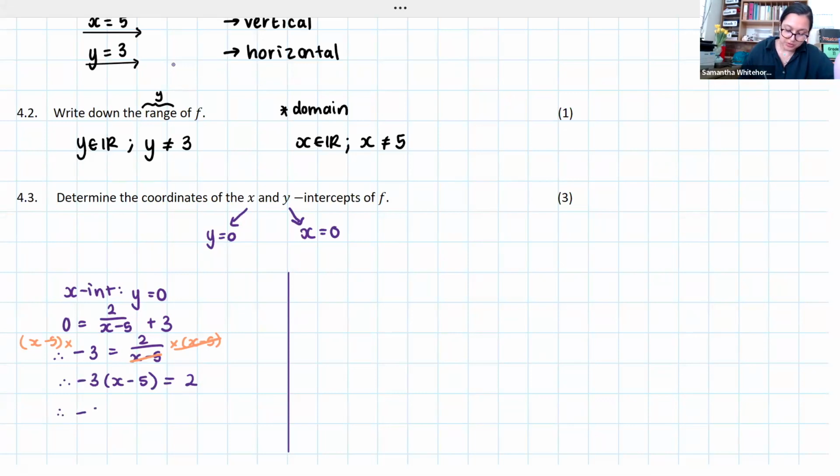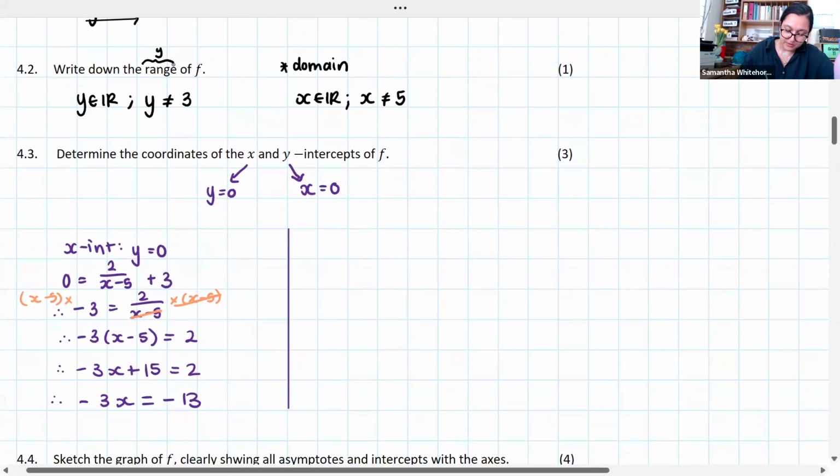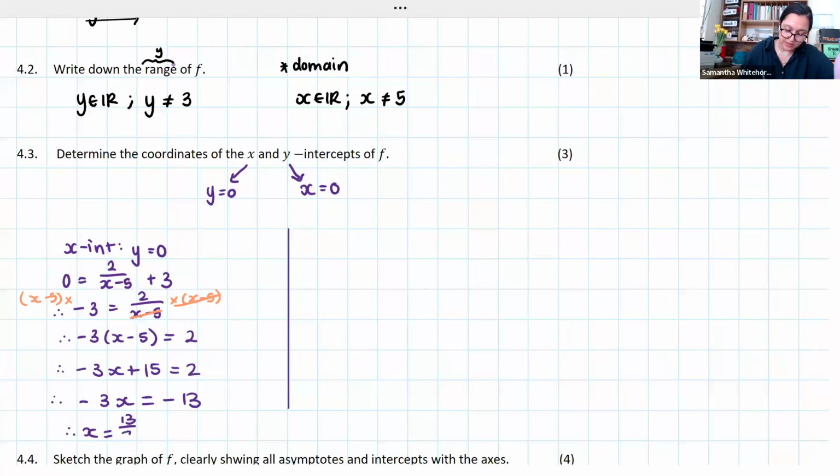We distribute, so we get minus 3x plus 15 is equal to 2. Inverse operations, minus 3x is equal to negative 13. And so the x-intercept is at a negative divided by a negative is a positive. So positive 13 over 3. As coordinates, 13 over 3 is 0. So that's our x-intercept.